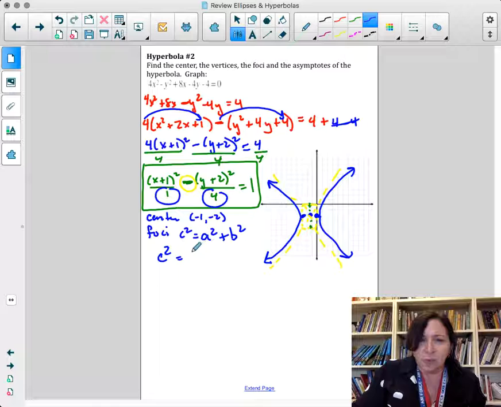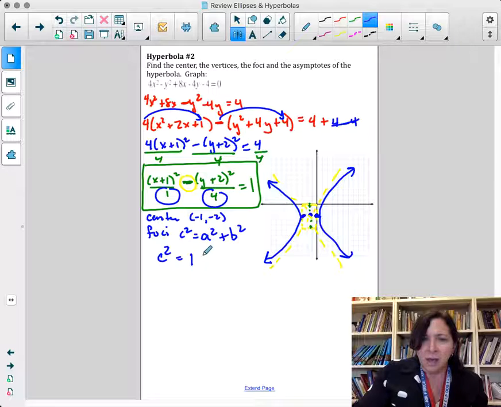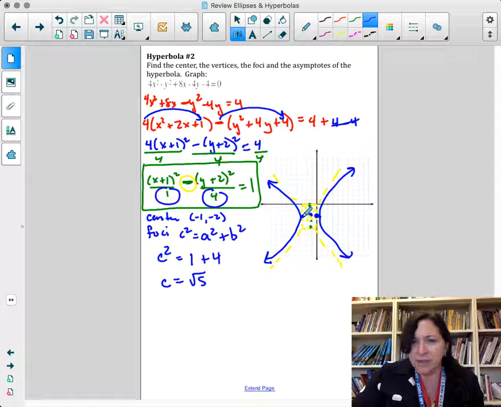So for this one, a is 1 because it's the positive 1 coordinate. And then so we have plus 4. So c is equal to the square root of 5, which means that this being my transverse axis, right, that connects the two arcs, the two hyperbolas, from the center is at negative 1, comma, negative 2.